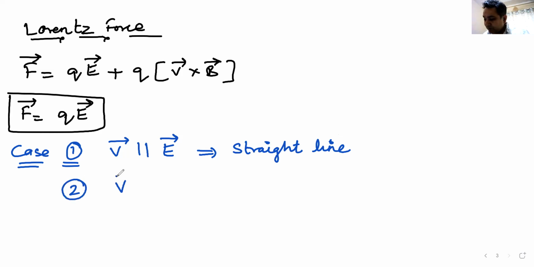Case number 2. If the velocity and E are perpendicular to each other, or at an angle, then what happens? Remember, I'm talking about a fixed electric field, not a varying electric field. There's an angle between V and E. What happens if there's an angle between V and E? It will be a projectile motion.